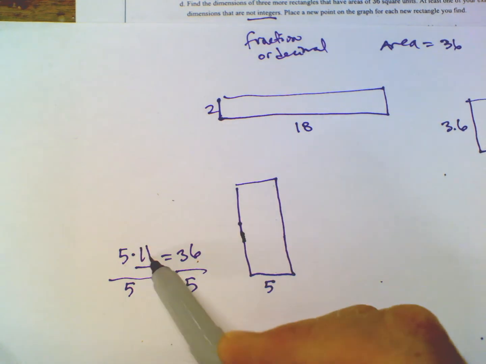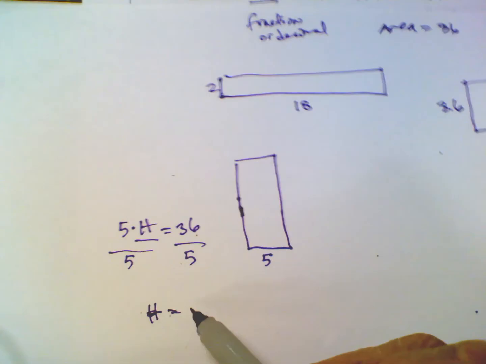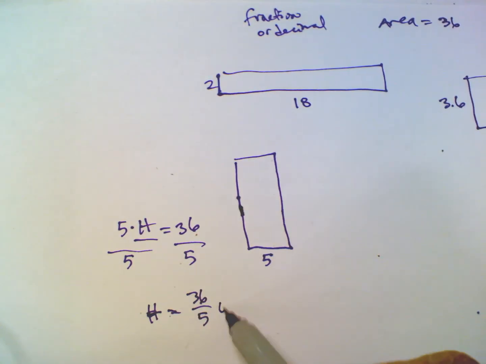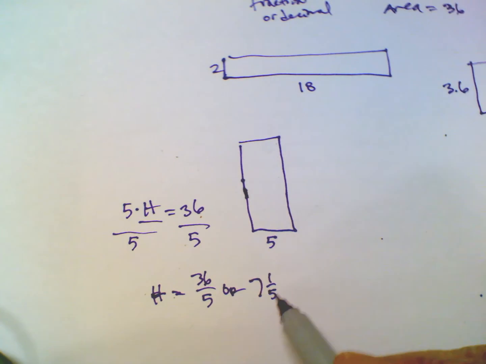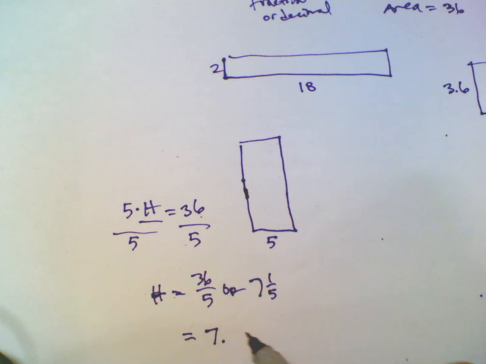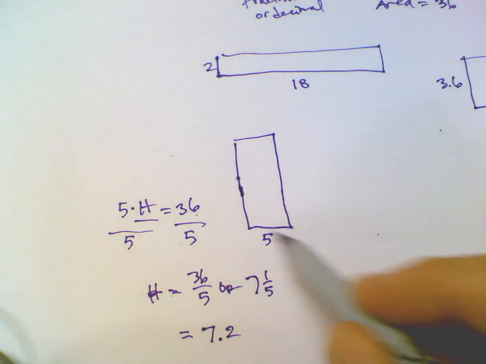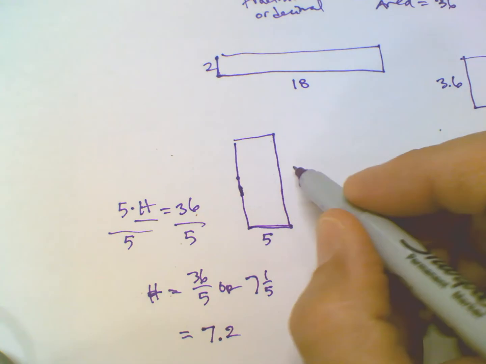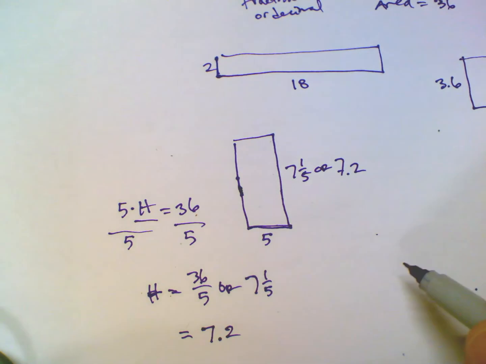So this value here, we'll call it h for height. The variable h would be what? h is equal to 36/5. Or we can put that in a mixed number and call that 7 1/5. Or we can put it in a decimal, which would be 7.2. So either way, you can have a decimal, you can have a fraction. So if my base is 5, my height is 7 1/5 or 7.2.